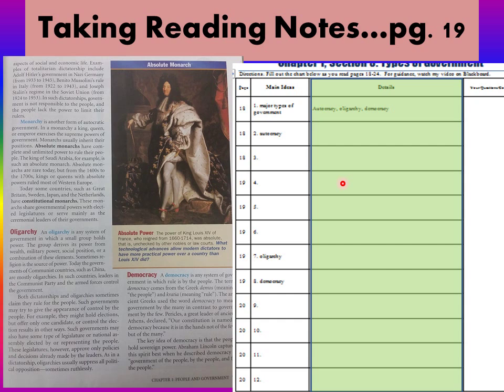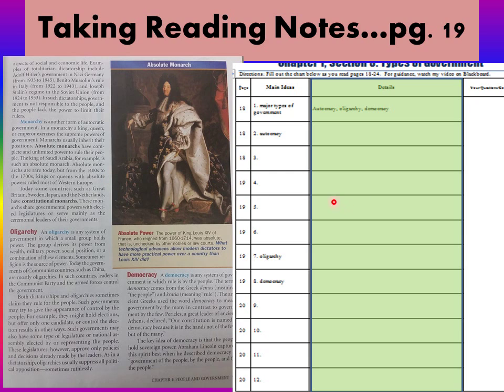Okay, moving on. Number 5, you should have written absolute monarchs. I'm going to read here to the rest of this paragraph, and then we're going to write our answer in number 5. Absolute monarchs have complete and unlimited power to rule their people. The king of Saudi Arabia, for example, is such an absolute monarch. Absolute monarchs are rare today, but from the 1400s to the 1700s, kings or queens with absolute powers ruled most of Western Europe.